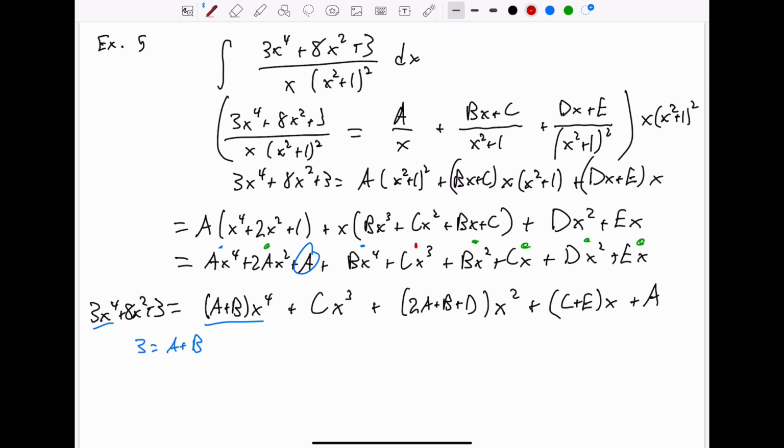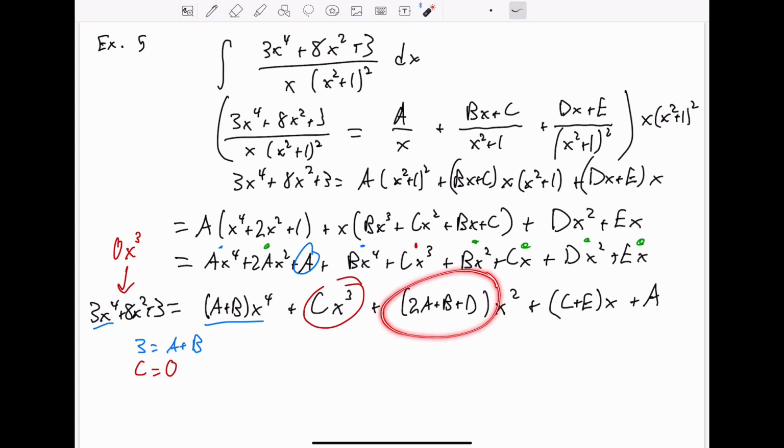Now I look for degree 3. I have Cx cubed. There's no x cubed on the other side. So really there's a 0x cubed. This tells me that C equals 0. Now I find the x squared terms. I have 2A plus B plus D equals 8.